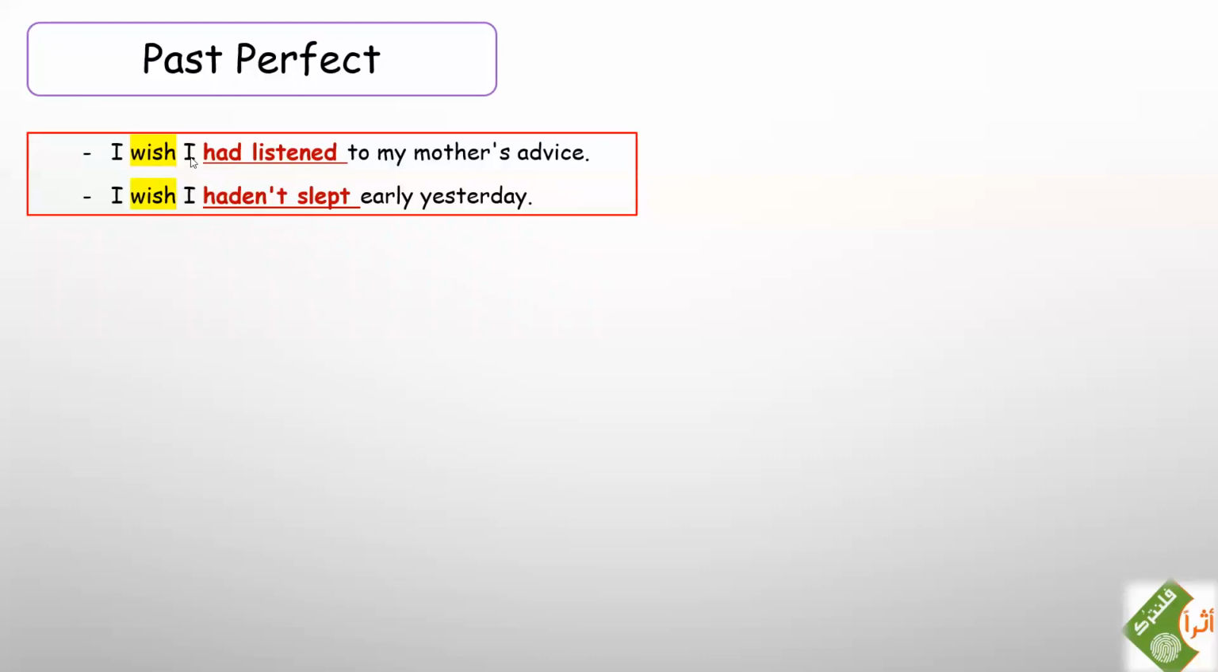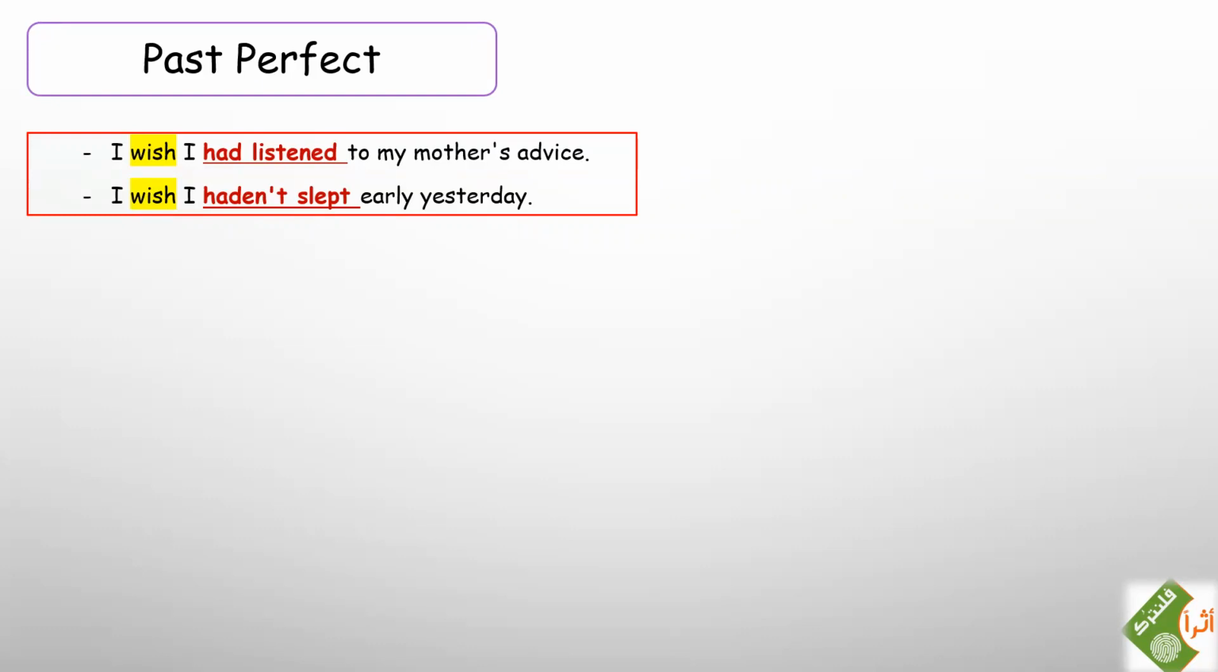Thank you. So the second usage with past perfect is with the word wish. What's the meaning of wish? I wish I had listened. I wish I hadn't slept. Like a hope. Yeah, very good. In Arabic, it means التمني. Well done, Arwa. So this is the second usage.